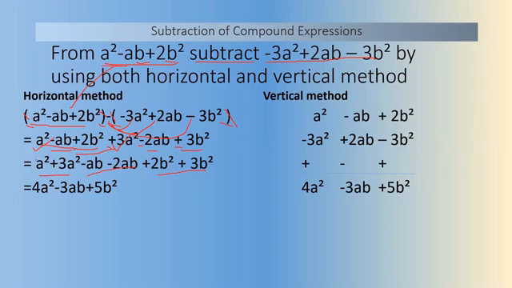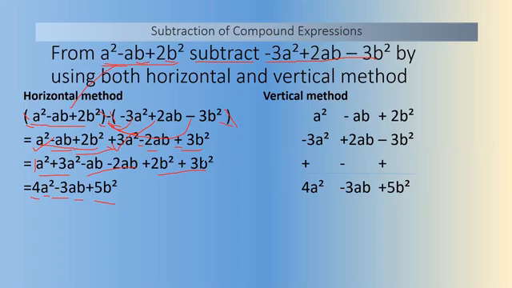Now students, simplify them. 1 plus 3 is 4a square. We can add these two terms because they have the same powers and the same variables. Now minus 1 minus 2 minus 3 gives minus 3ab. Now plus 2 plus 3 is plus 5b.